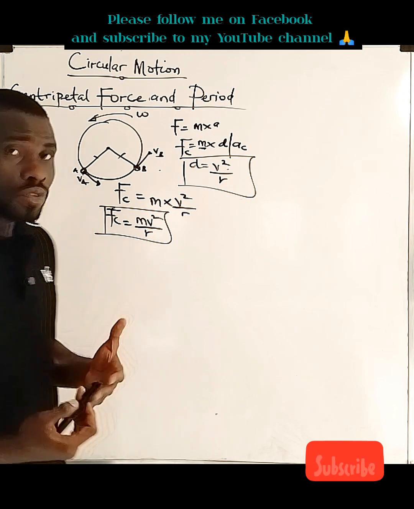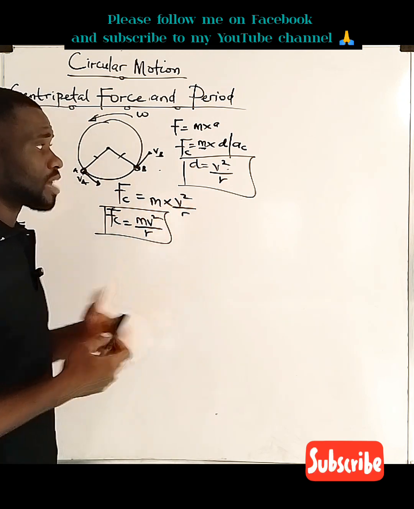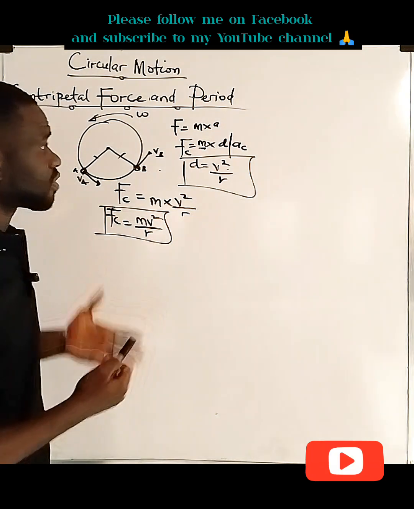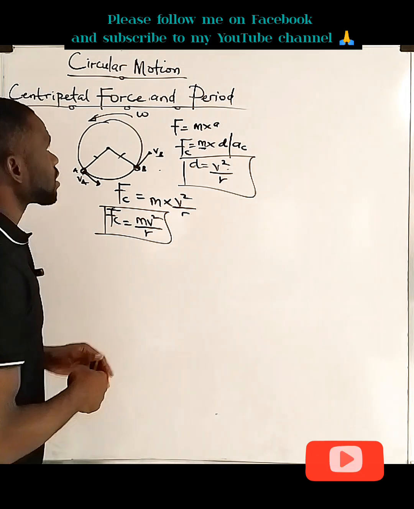Now don't forget angular acceleration has other formulas. We can try to be creative with this very formula. We can come up with other things for angular acceleration. So centripetal force is simply mass times angular acceleration. So that's just that. So quickly, let's look at period.